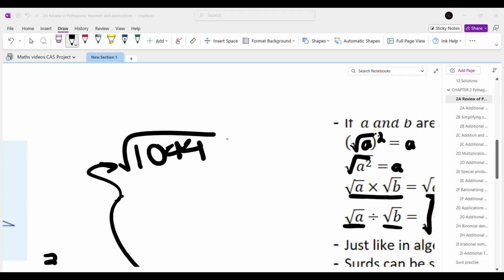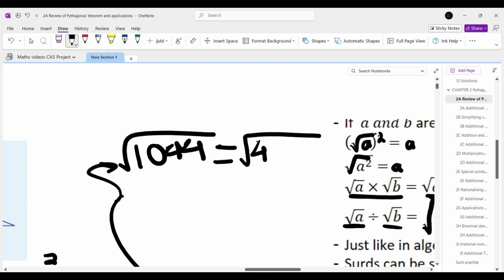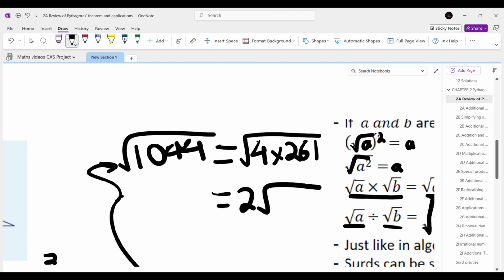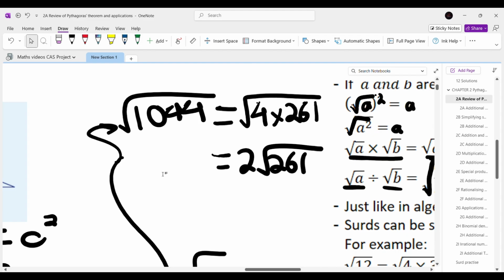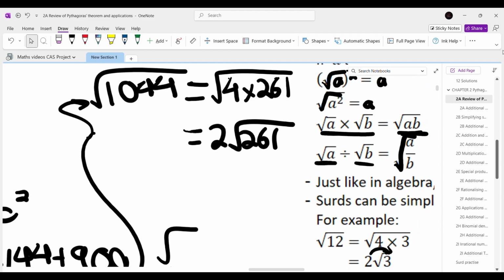Sorry, not divide by 44, divide by 4. We get the square root of 4 times 261. Taking 4 out gives you 2 times 261. And I believe that 261 is prime. Let me check that now.